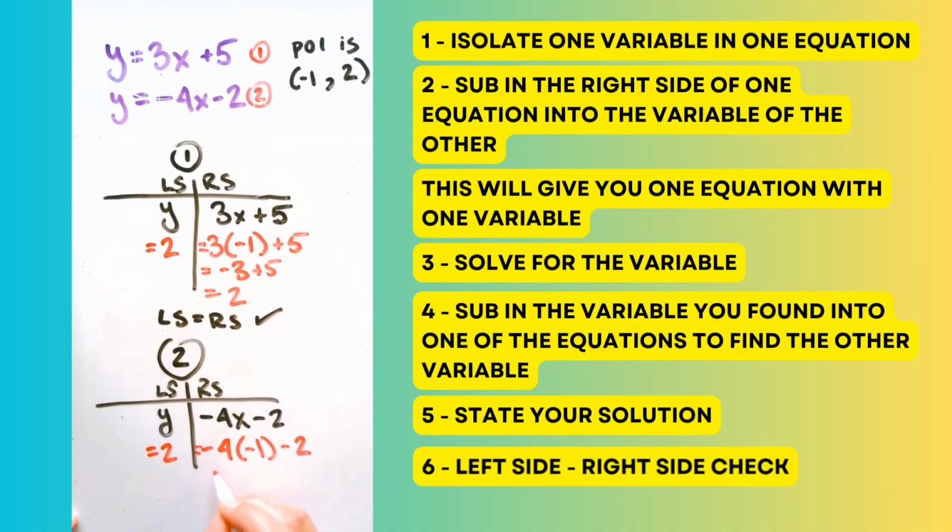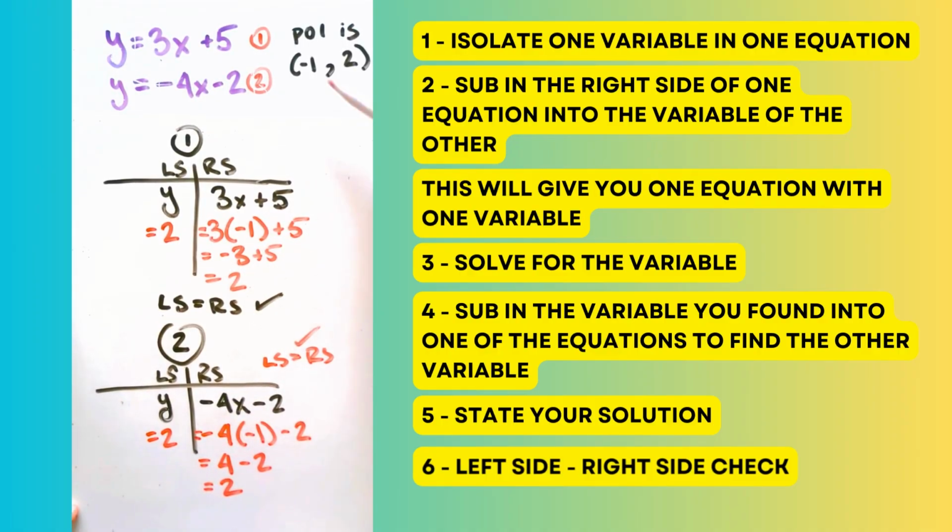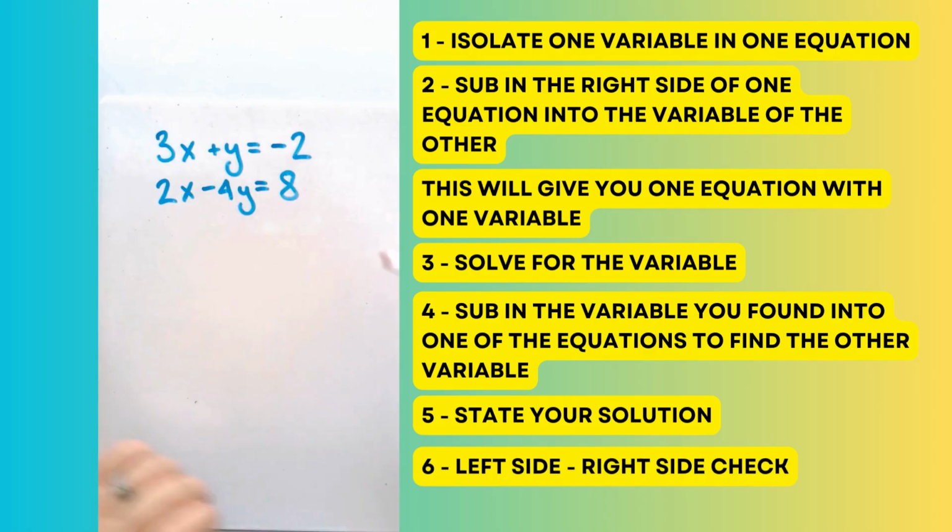Negative 4 times negative 1 is positive 4. And then I have minus 2. And 4 minus 2 is equal to 2. Okay, so again, the left side equals the right side, which tells me that these two values, negative 1 and 2, work for both equations.